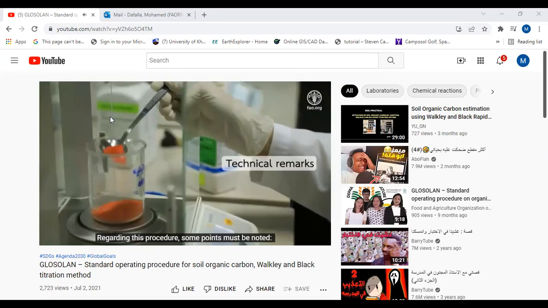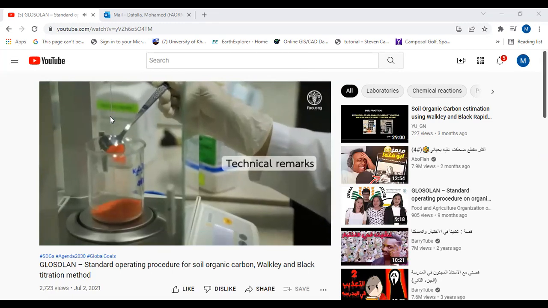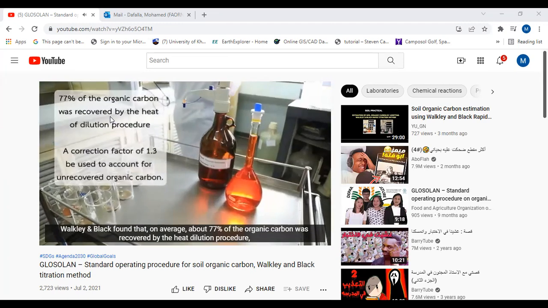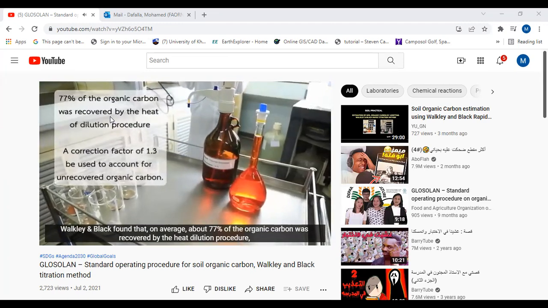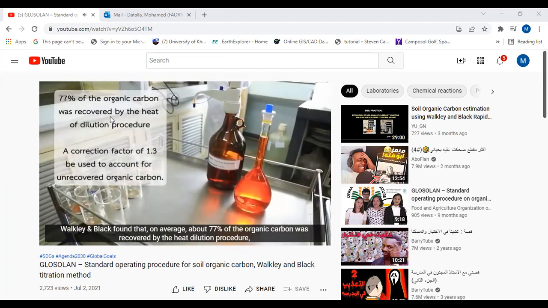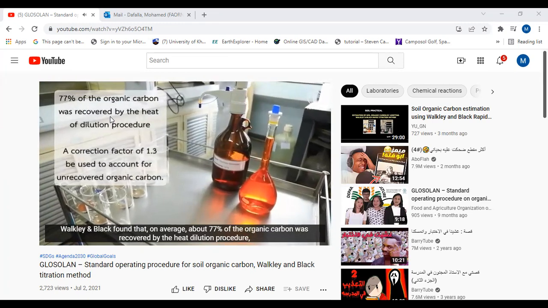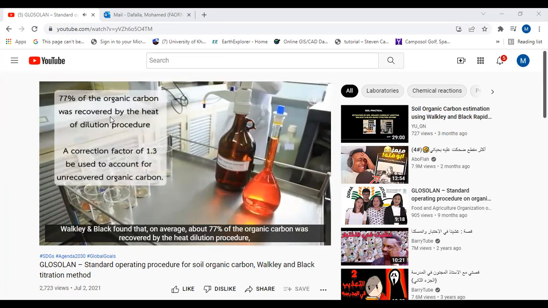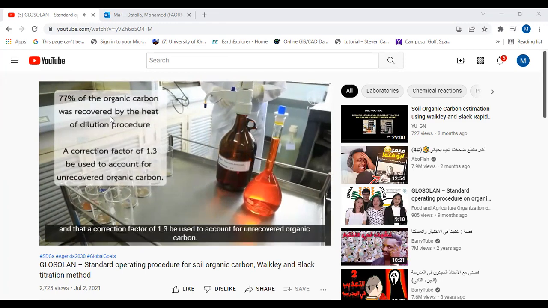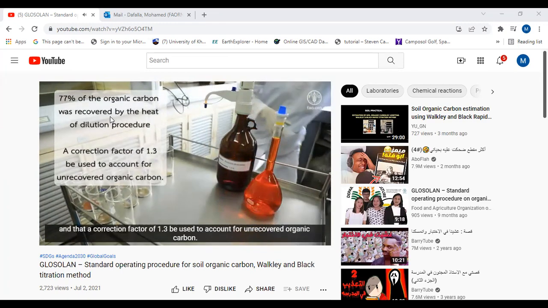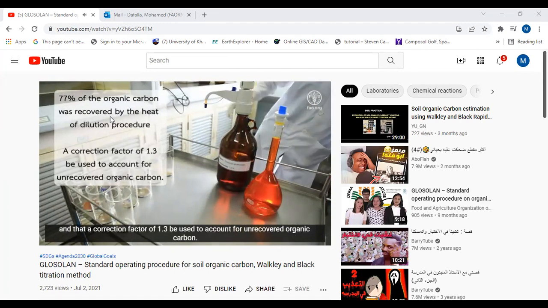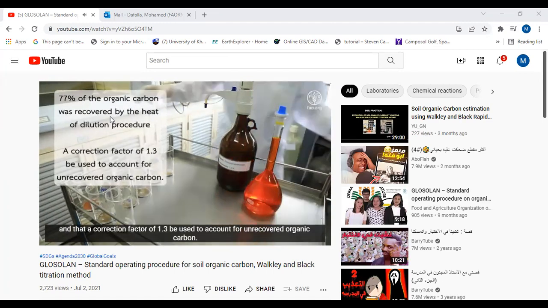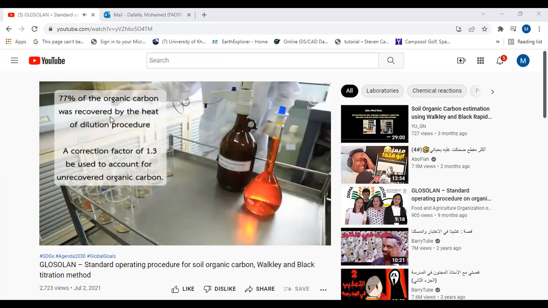Regarding this procedure, some points might be noted. Walkley and Black found that on average about 77% of the organic carbon was recovered by the heat of dilution procedure, and a correction factor of 1.3 be used to account for unrecovered organic carbon.